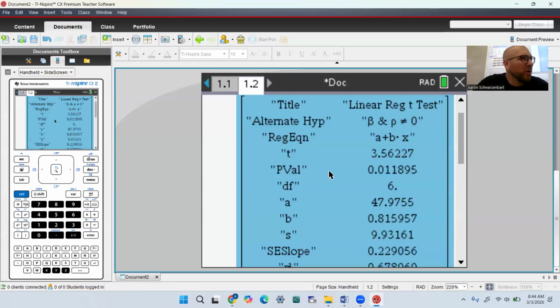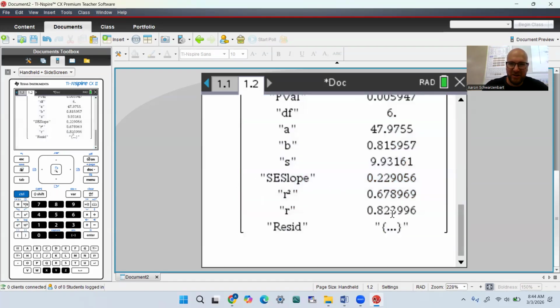So 0.011 at the 5% significance level, yeah, there's a correlation. The reaction time is correlated based on what they're reacting to. And there's only a 1% chance that that was random variation. Now their R value was 0.82. That seems pretty likely that there is actual legit correlation when the R is that high.